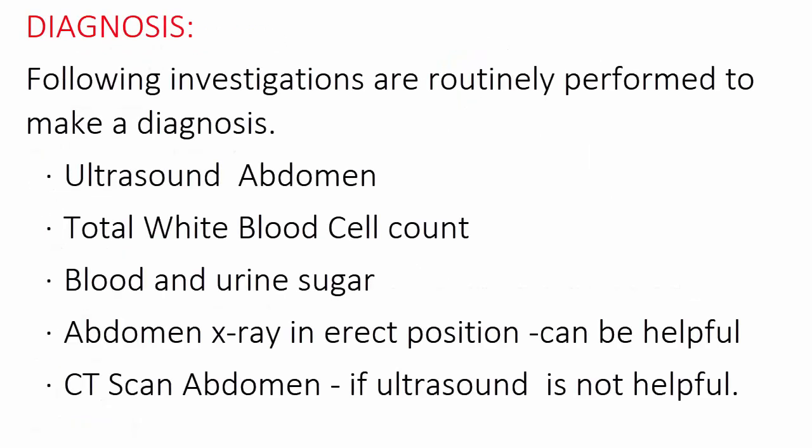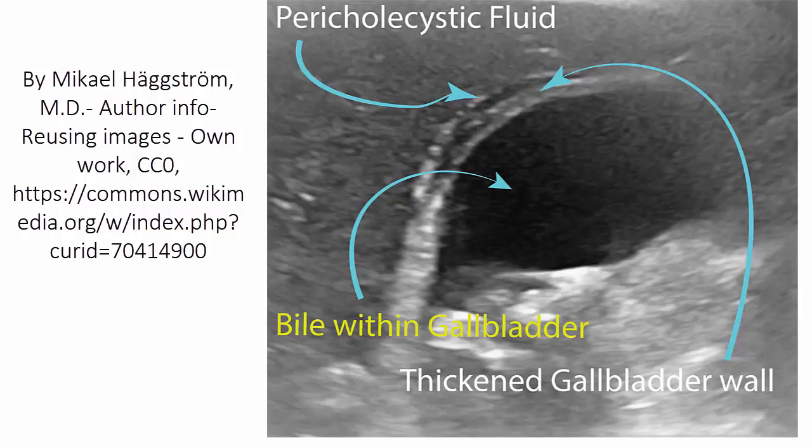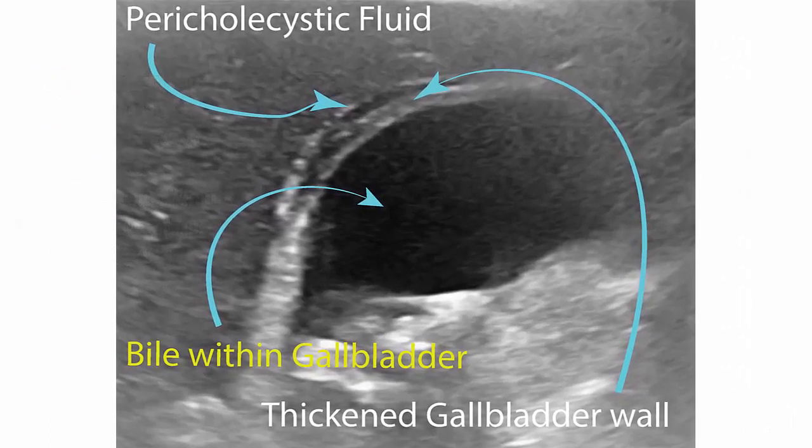Diagnosis. Following investigations are routinely performed to make a diagnosis: ultrasound abdomen, total white blood cell count, blood and urine sugar. Abdomen X-ray in erect position can be helpful. CT scan abdomen if ultrasound is not helpful. Ultrasound abdomen is the investigation of choice. It can not only confirm the diagnosis, but also reveals valuable information about the extent of the condition.